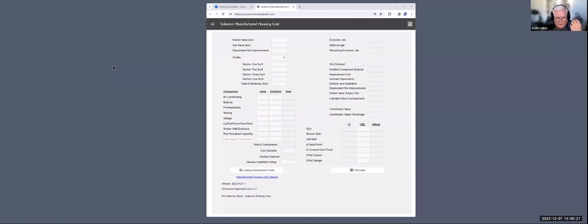I have very close to zero experience with an actual manufactured housing appraisal. I have completed a CA class and I completed one assignment a long time ago, but we license data from National Building Cost, which does include cost data for manufactured housing, and we've had people asking for this. So we thought we would give it a try, and we want to consider this to be a beta test.